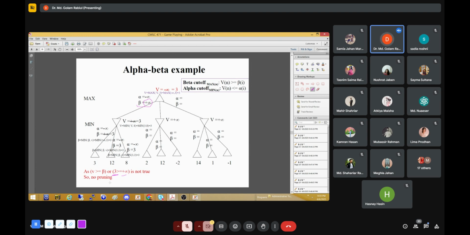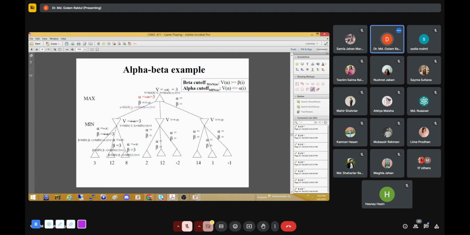Okay, so that means no pruning. We cannot prune at this stage. So if no pruning, then what we have to do? We have to update the alpha at this stage. Because this is a max node, the alpha will be updated. So we will try to update the alpha.